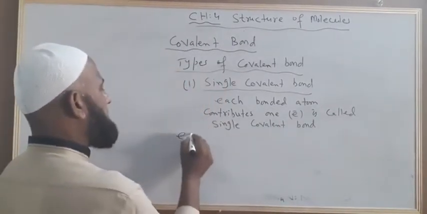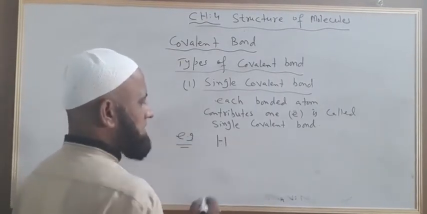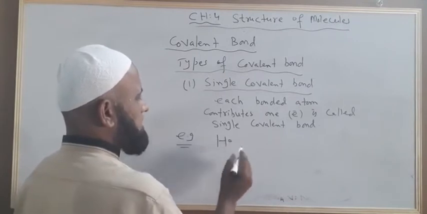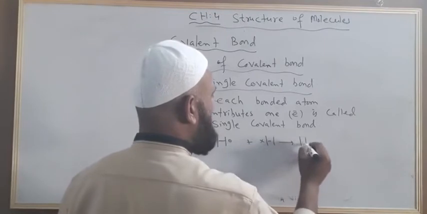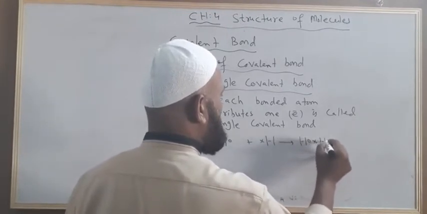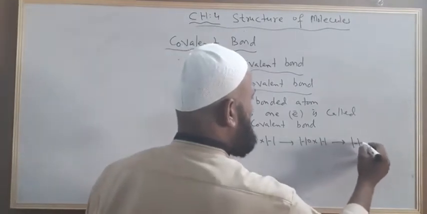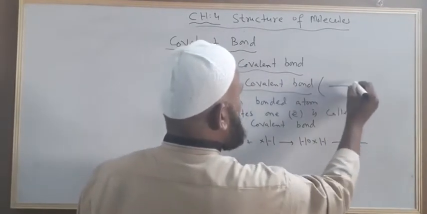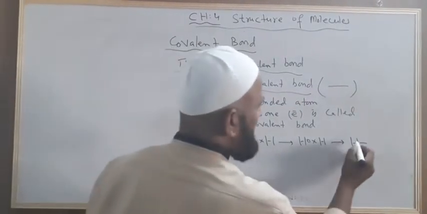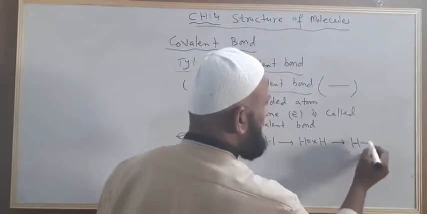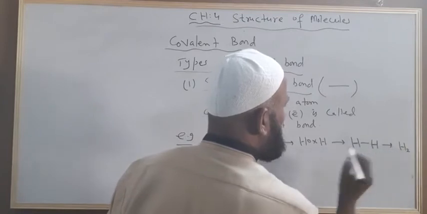For example, hydrogen, a very simple example. In one hydrogen there is one electron, the other hydrogen also has one electron. So when they share with each other, we can represent it in this way: Lewis structure formula, dot cross formula, and we draw a single line. It is represented by drawing the single line between the two atoms. So this line is actually known as covalent bond. This is not a dash, this is called covalent bond.